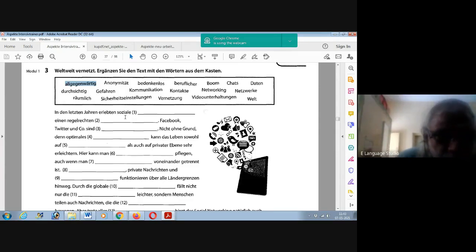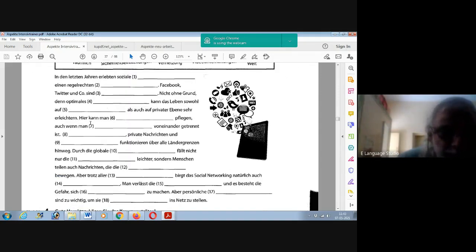So, in den letzten Jahren erlebten soziale Netzwerke einen regelrechten Boom. Facebook, Twitter und Co. und Company sind allgegenwärtig. Nicht ohne Grund, denn optimales Networking kann das Leben sowohl auf beruflicher als auch auf privater Ebene sehr erleichtern.